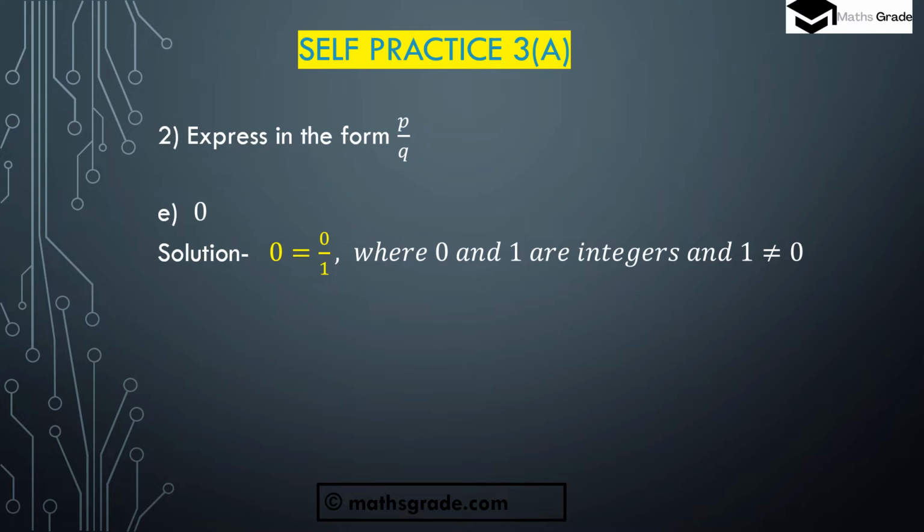Now we solve question number 5, bit E. 0. We can write 0 as 0 divided by 1, where P is 0 and Q is 1, where both 0 and 1 are integers, and Q, that is 1, is not equal to 0.